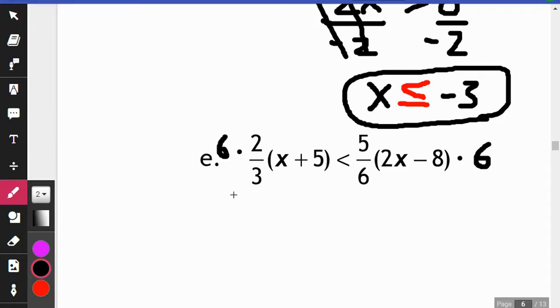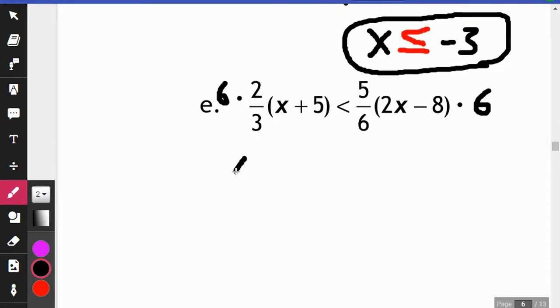Okay, I'm going to get, let me just write it really quickly. 6 times 2 is 12. So that's going to be 12 over 3 x plus 5. Now I could pick any number to multiply by both sides of the equation. The reason I'm picking 6 is because when we multiply 6 and we divide 3 into 6, I get 2. They cancel out. And 6 also goes into 6. It's going to cancel out and make 1.